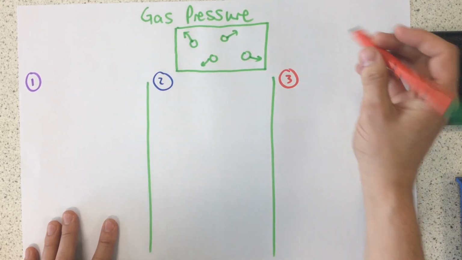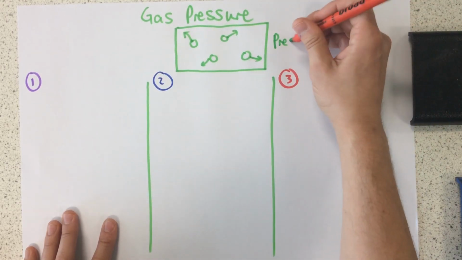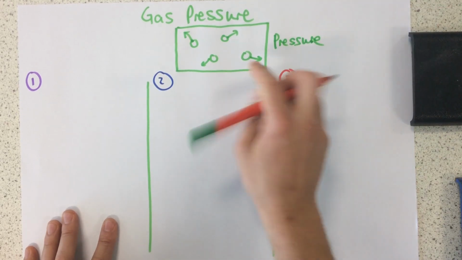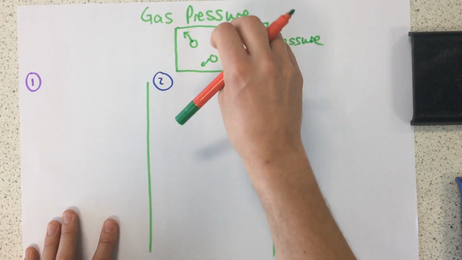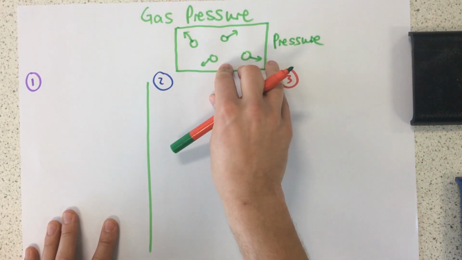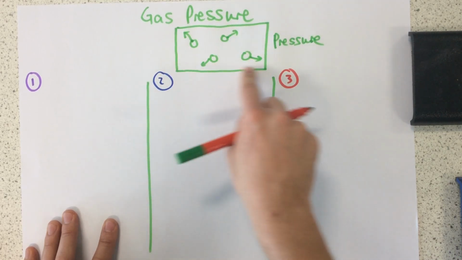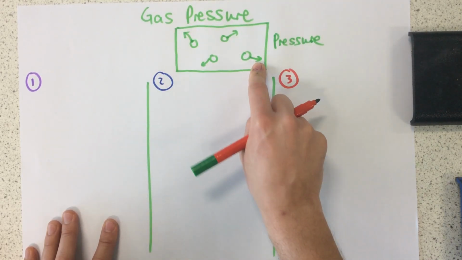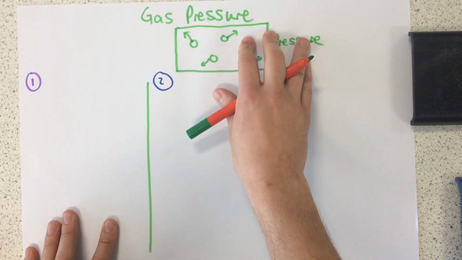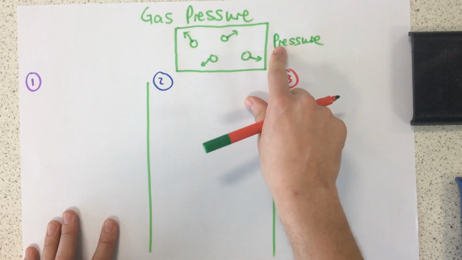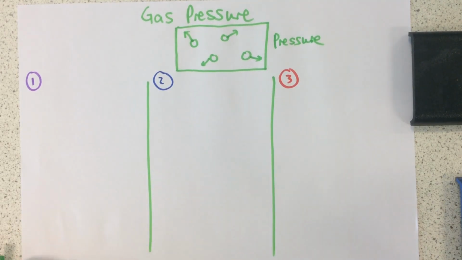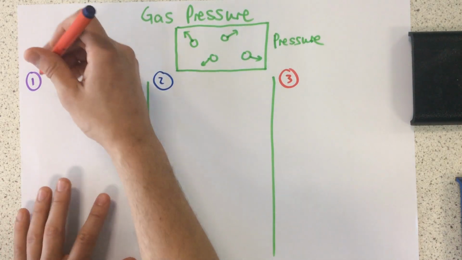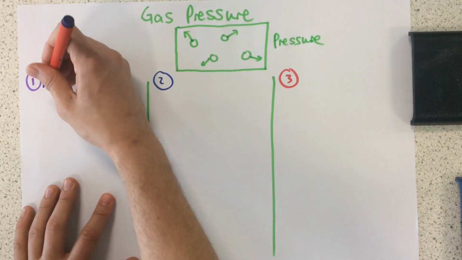Now, this overall force is referred to as pressure. So every single collision of all of these act together, and that overall force exerted on this area here, on the surface area of the container, is called pressure. So the first one we need to know about, we're going to learn 3 different things that affect pressure.